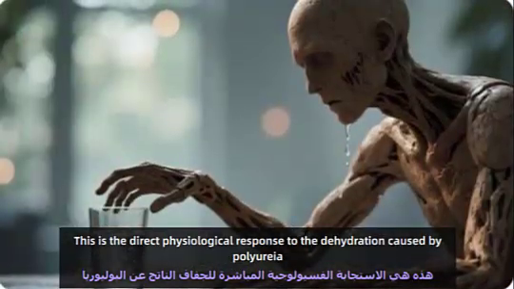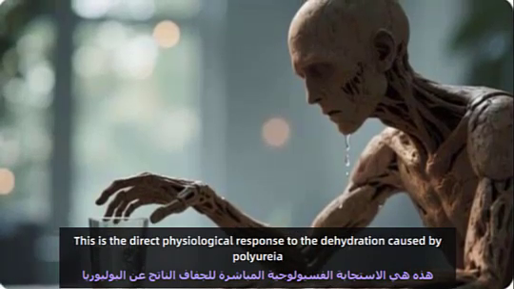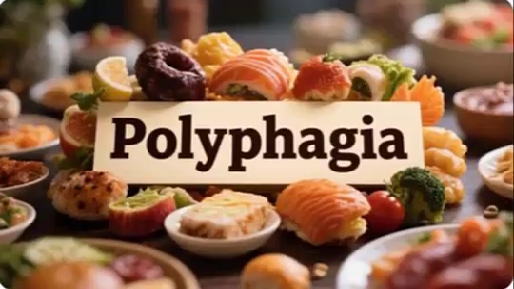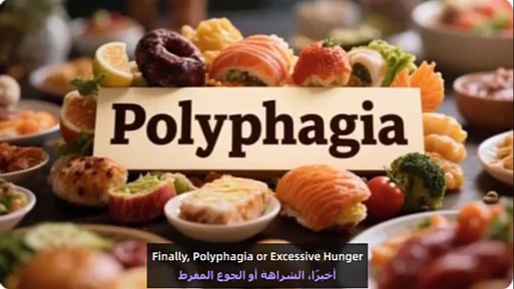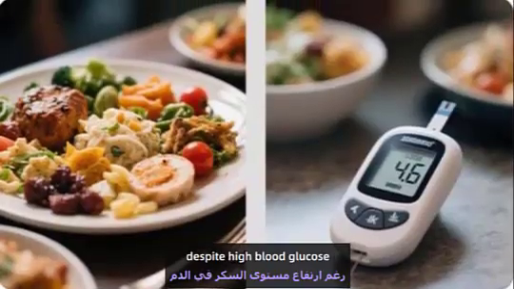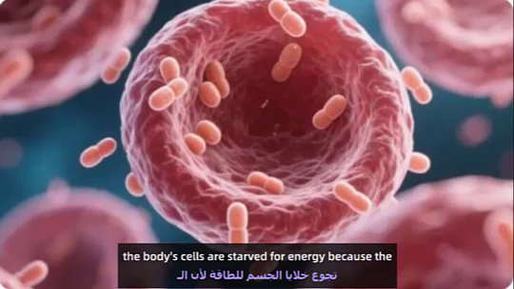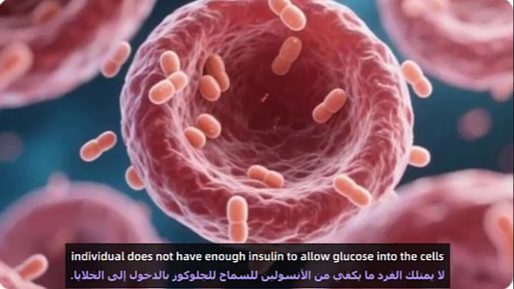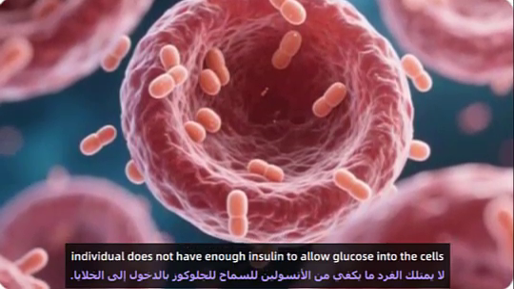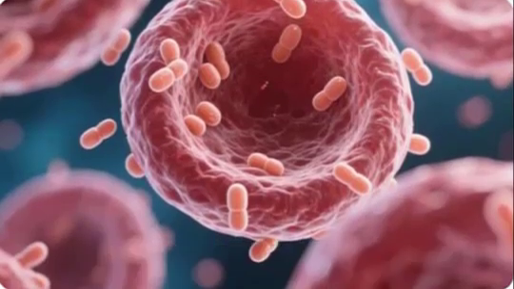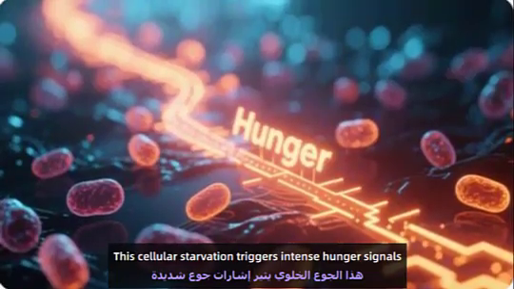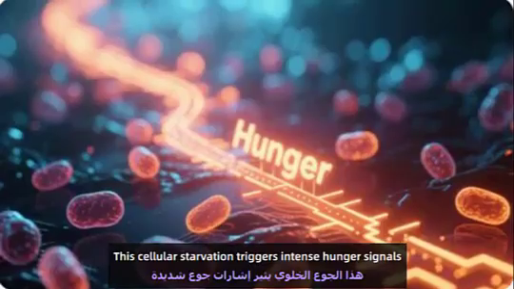Next is polydipsia, or excessive thirst. This is the direct physiological response to the dehydration caused by polyuria. Finally, polyphagia, or excessive hunger. Despite high blood glucose, the body's cells are starved for energy because the individual does not have enough insulin to allow glucose into the cells. This cellular starvation triggers intense hunger signals.